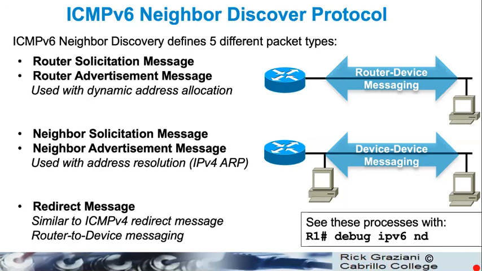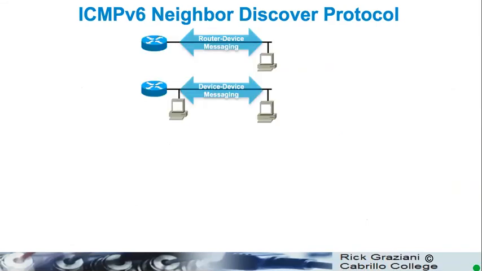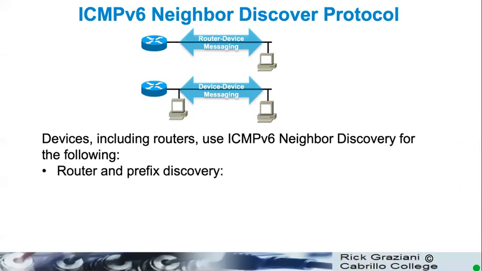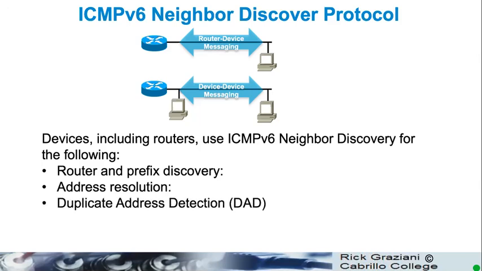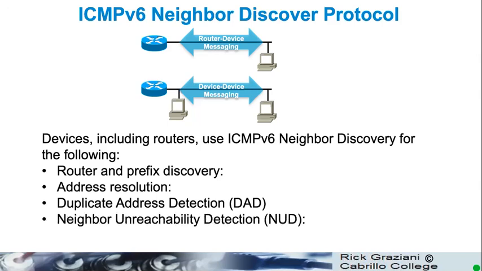Okay, and by the way, you can see the processes and more detailed information on Cisco IOS when you use debug ipv6 nd for neighbor discovery. Okay, so ICMPv6 uses neighbor discovery for router and prefix discovery, address resolution, and duplicate address detection. Like I said, we're going to look at how all of this is done in more detail in a moment.